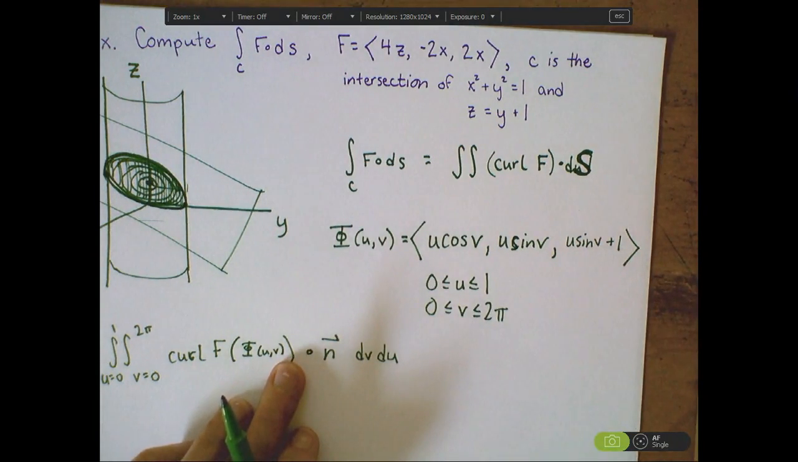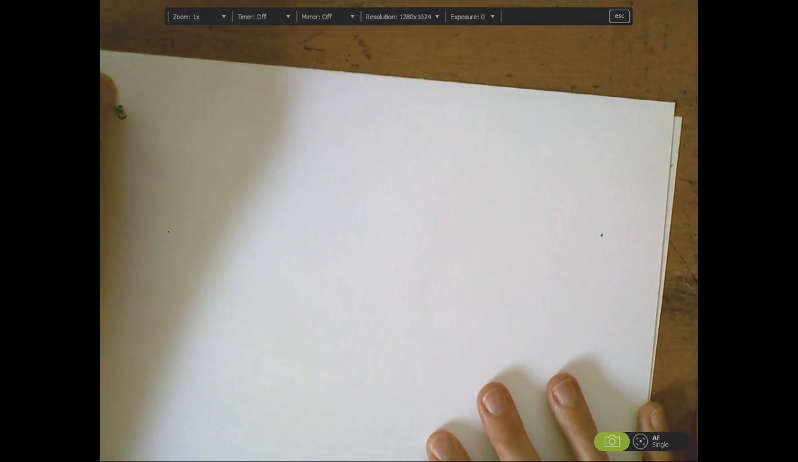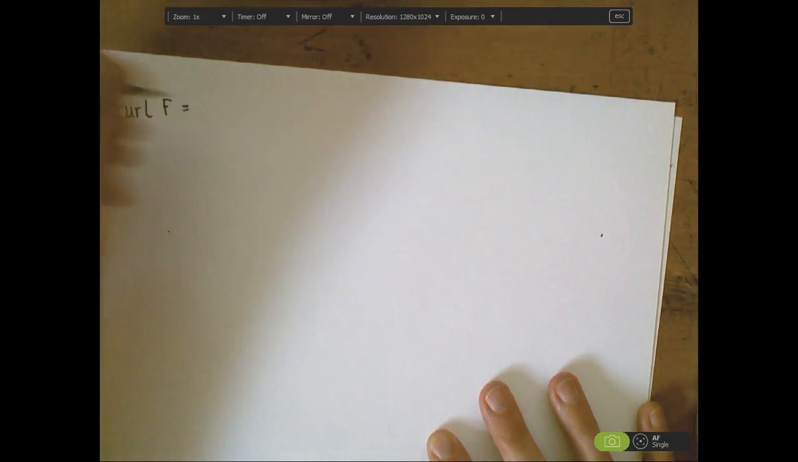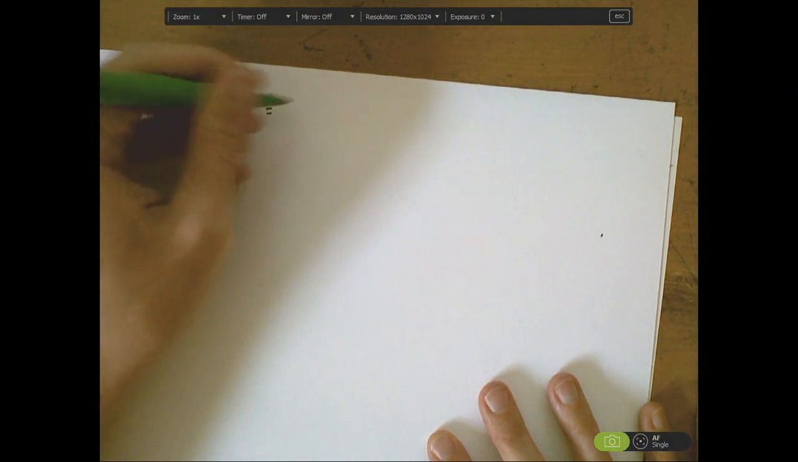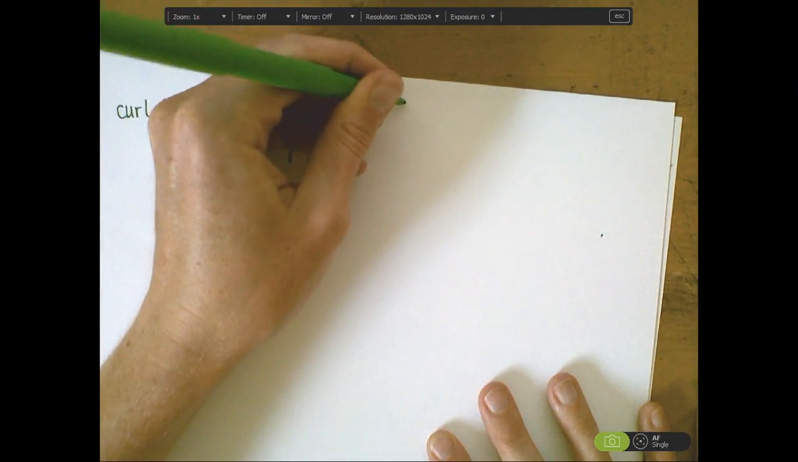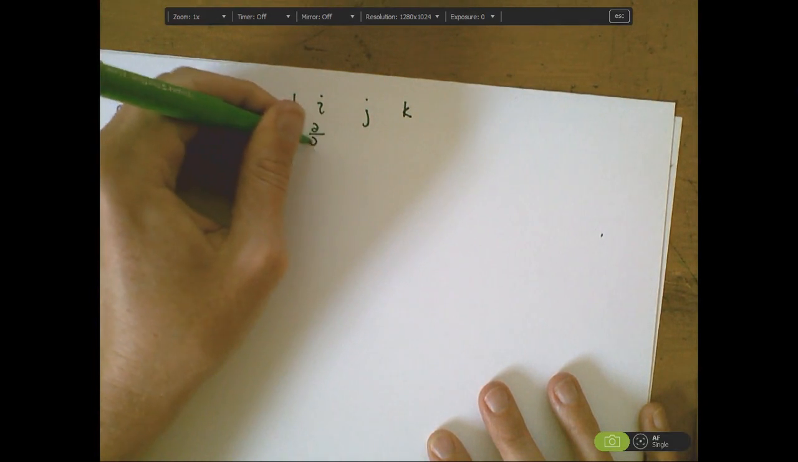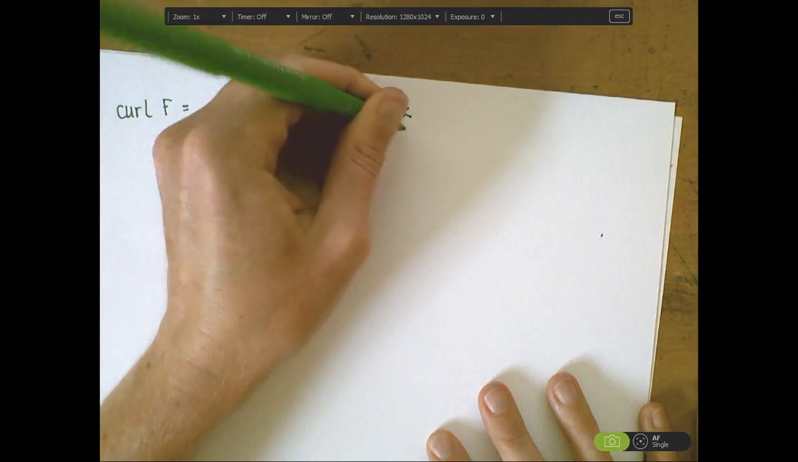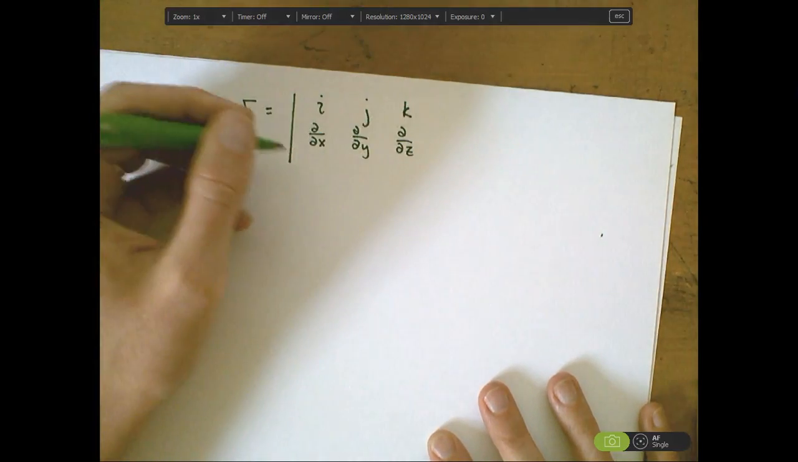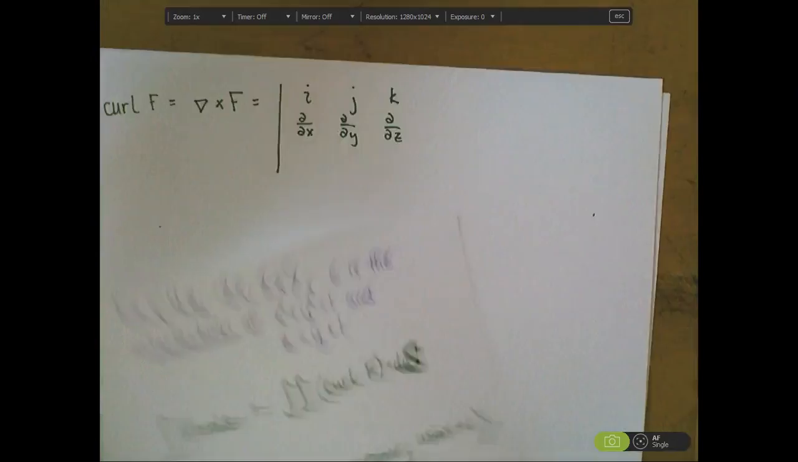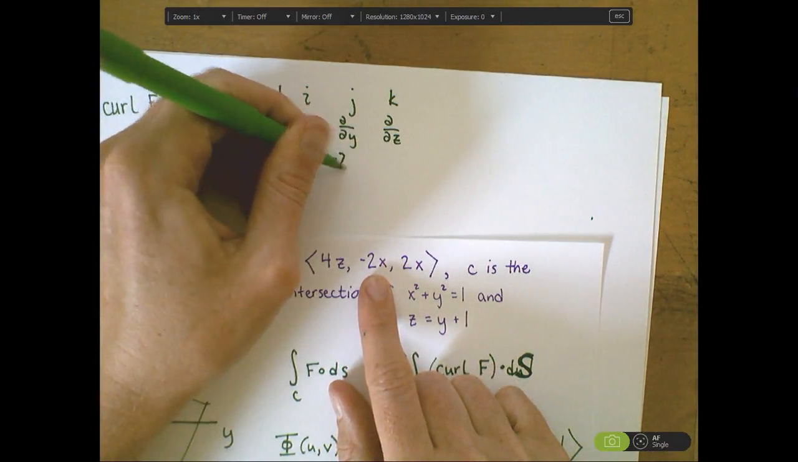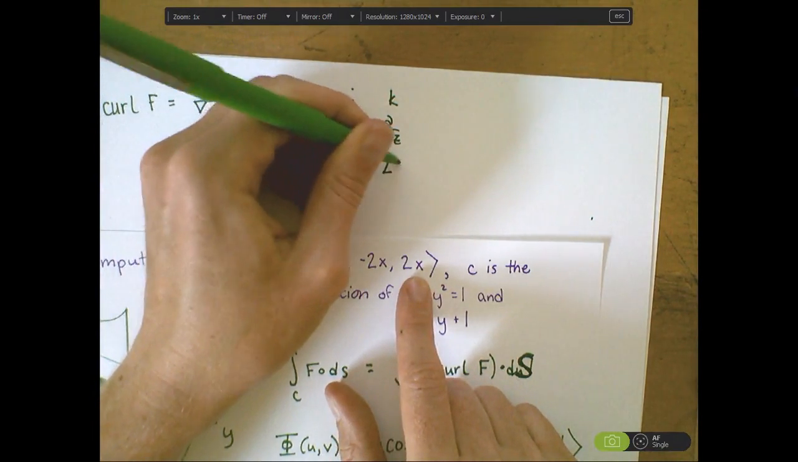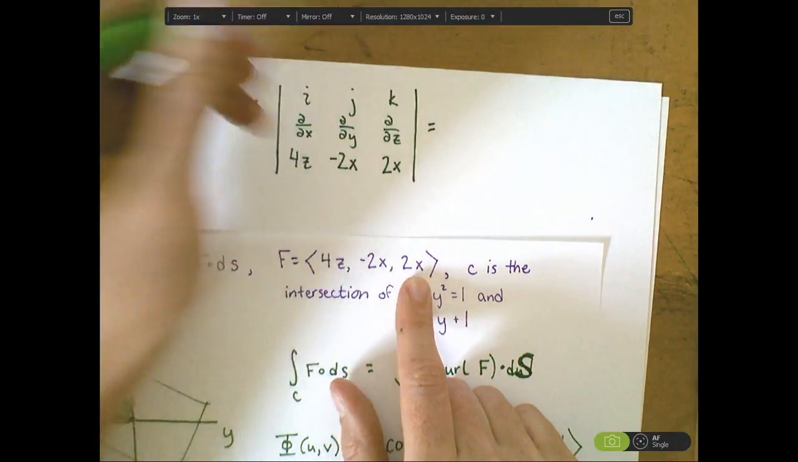First, let's find the curl of f. Maybe I'll do this on a separate sheet of paper. So the curl of f, recall that's going to be our del operator crossed with f, which is i, j, k, d/dx, d/dy, d/dz of our f function. I need to relook at that. And our first component is 4z. Our second component is negative 2x, and our third component is 2x. And hopefully this will simplify.